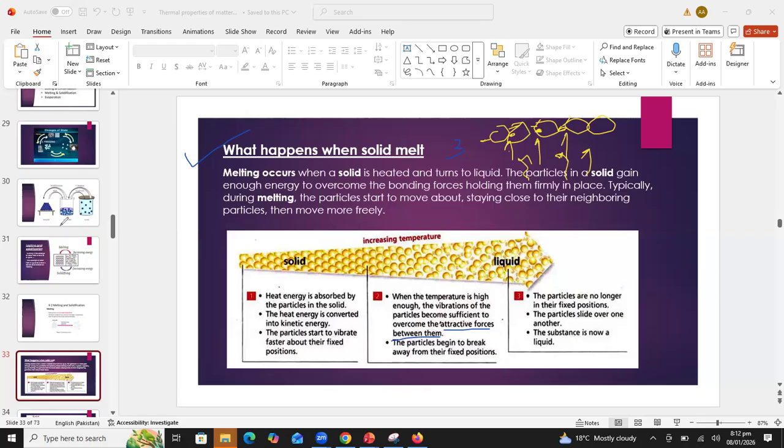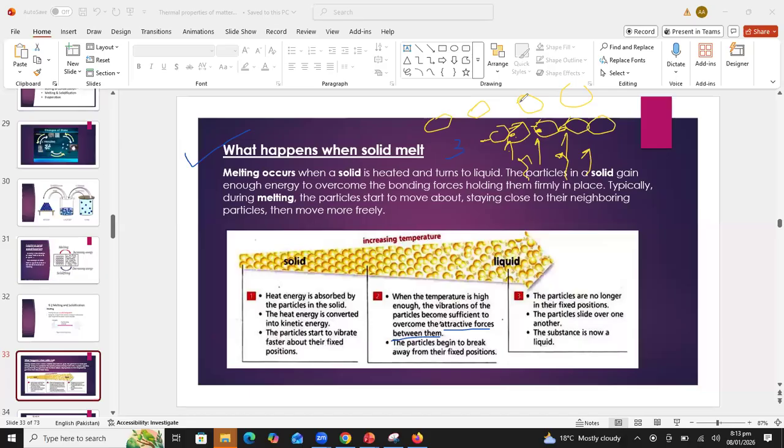When the vibration is high enough, when the temperature is high enough, the force of attraction between these molecules will become weakest, and now the atoms are moving away from each other. These solid atoms are tightly packed just because of the force of attraction between them. But after absorbing heat energy, the force of attraction becomes weaker. If the attraction or bond between them becomes weaker, they can move away from each other.